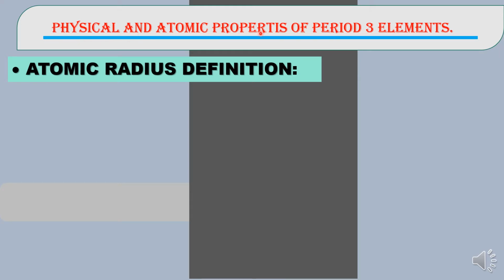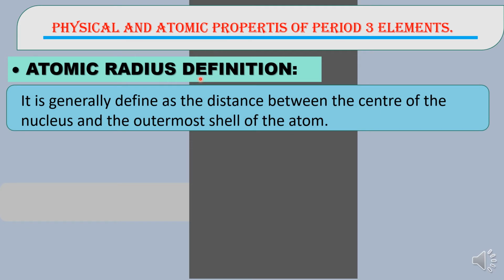In physical and atomic properties, the first property is atomic radius. Atomic radius is an atomic property. We will study what atomic radius is and what the trend of atomic radius is along the period, when we move from left to right in the periodic table.